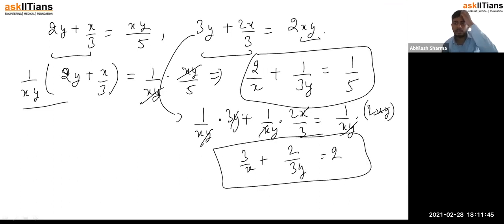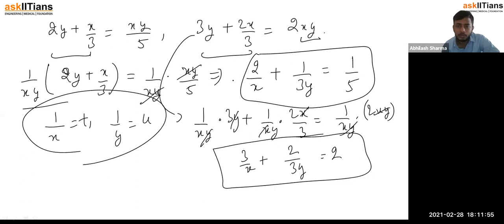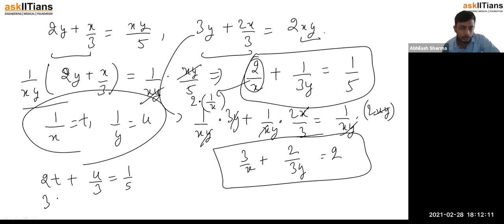Now these are easily seen to be reducible to linear equations. 1 by x you can put t, and you can put u for 1 upon y. So the equations become, look, 2 upon x can obviously be written as 2 into 1 by x, right? And 1 by x is t, so 2t plus, similarly this can be written as u upon 3 is equal to 1 by 5. This equation can be written as 3 into 1 by x, so that is 3t only, plus 2 by 3 into 1 by y, which is u, is equal to 2. Okay, so what can we do now?